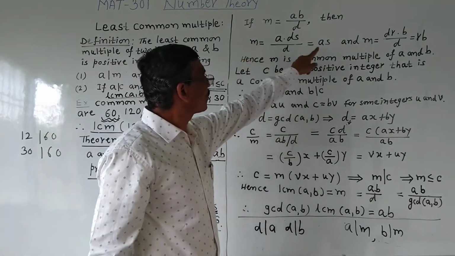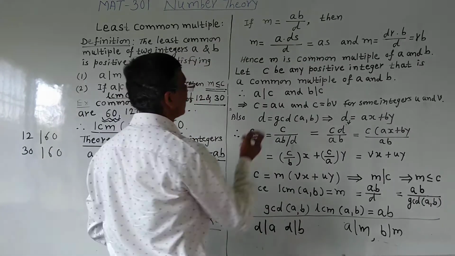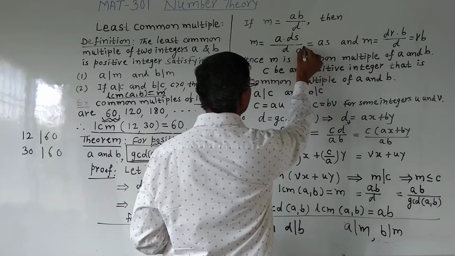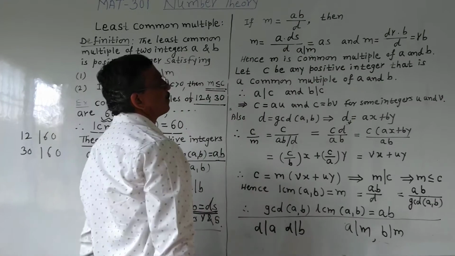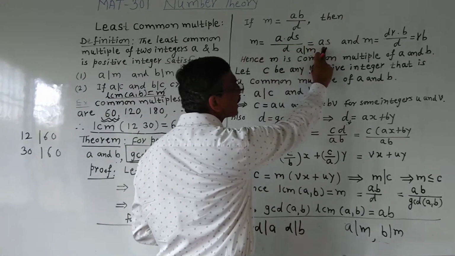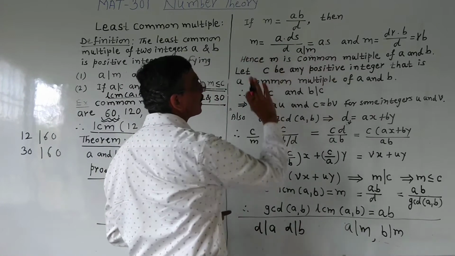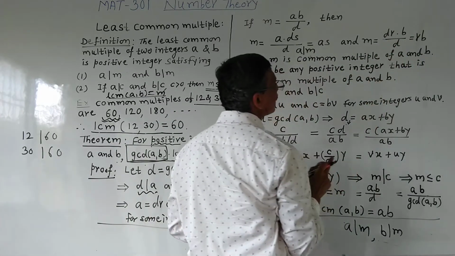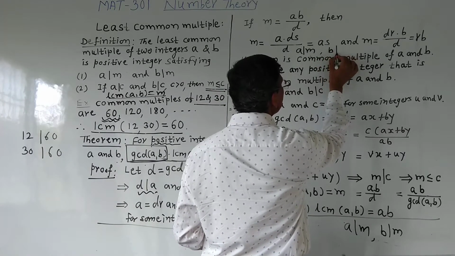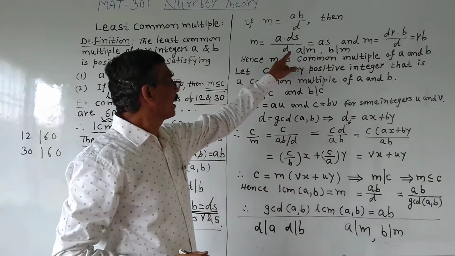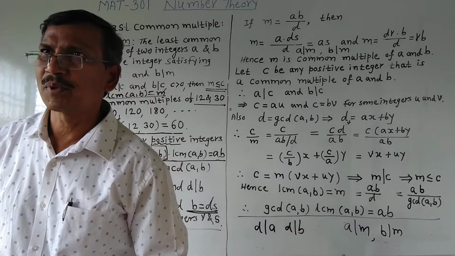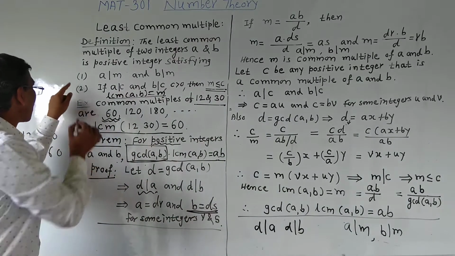As M is equal to AS, it can be written, applying the definition of divisibility, here S is any integer, means this can be written as A divides M. Actually it is not necessary to write, but for clarity M is equal to AS, S is any integer, that means A divides M, and here M is equal to RB, R is any integer, therefore this implies B divides M. Means A divides M, B divides M. That means M is a common multiple of A and B. That means we are able to prove the first condition.